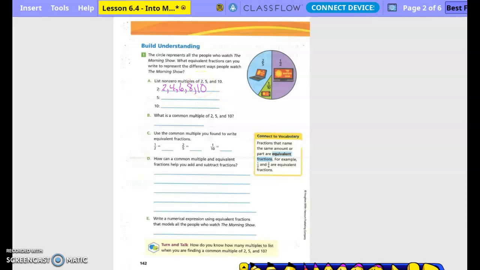Okay. What's 5? So 5, 10, 15, 20. Okay. And then 25, let's go and do 5 for each one, right? And then what about 10? So 10, 20, 30, 40, 50. Okay, so what is a common multiple of 2, 5, and 10? So what's the first one we see that all 3 of them have? 10, right?